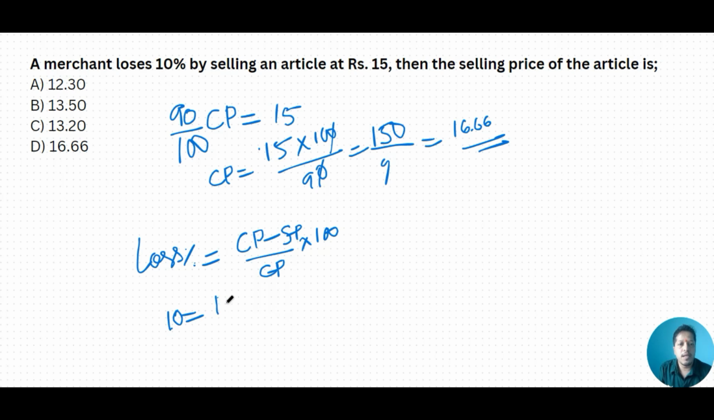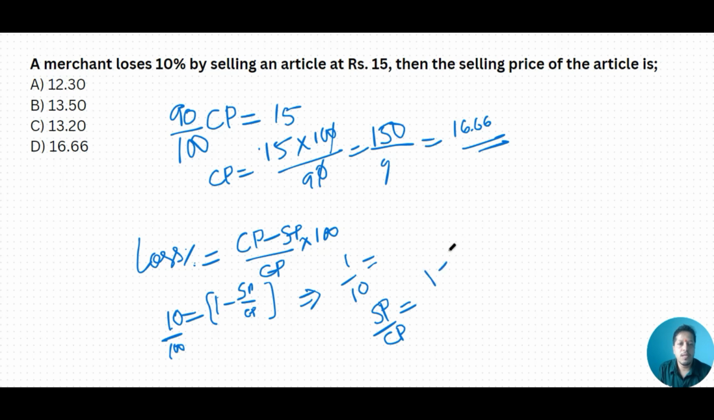10 is equal to CP by CP, let me write it as 1 minus SP by CP. I'll take this 100 onto the left hand side, so it will go to the denominator. Then what will be on the left hand side? It will be 1 by 10. 1 by 10 is equal to 1 minus SP by CP. So I'll take SP by CP to the left hand side, and I'll send this 1 by 10 to the right hand side.